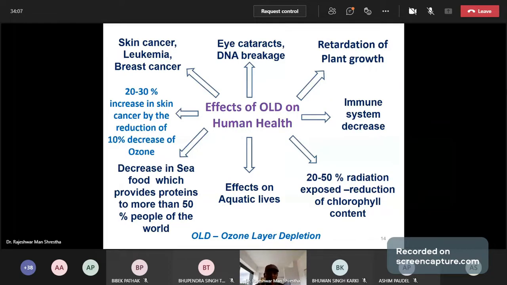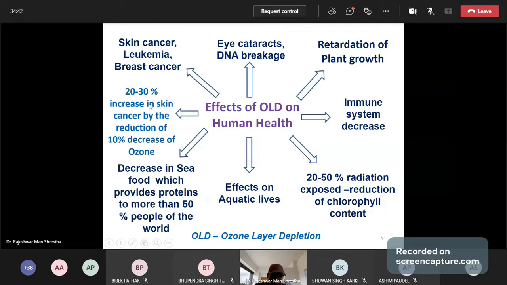UV rays on the plant leaf will destroy the chlorophyll of the plant. If chlorophyll decreases, the plant will not be able to make its own food quickly. And next, the human immune system is decreased by the ozone layer depletion, by UV rays. When the ozone layer is depleted, UV rays will enter and decrease the human immune system. Then humans will be attacked by different types of infectious disease.